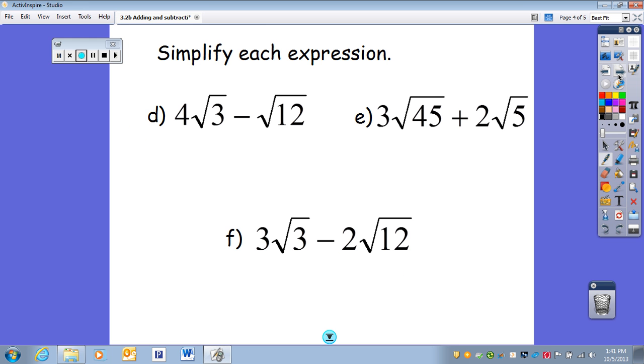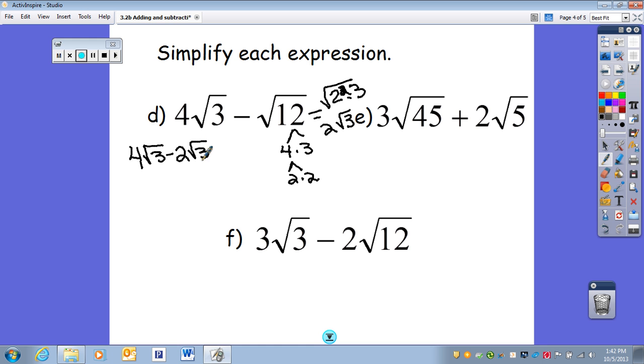Let's practice some that aren't necessarily like terms right now. So if we make a factor tree for 12, 4 times 3 and 2 times 2, this is going to be the square root of 2 squared times 2 squared times 3. So that's going to be 2 square roots of 3. So we would have 4 square roots of 3 minus 2 square roots of 3, and that's going to equal 2 square roots of 3.